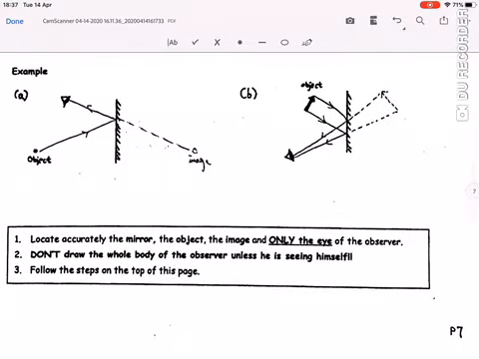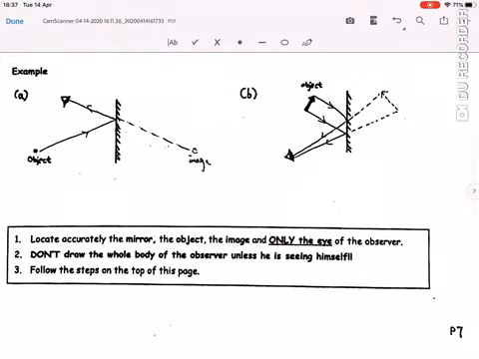Now, in our example, you will see that our eyes are looking at a mirror. We need to form the object first. Make sure you don't draw the whole person, because when you're looking at something, it will not form this person. You're only looking from your eye. We don't want to emphasize the observer. We want to emphasize only where the light is traveling. Do not draw the whole body of the observer here. Now let's follow the steps.